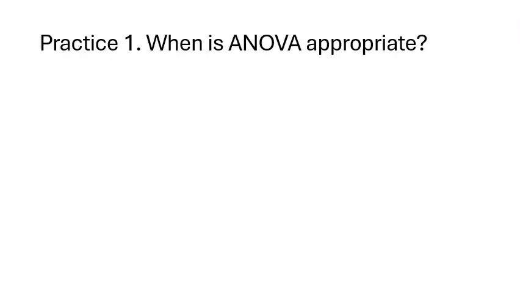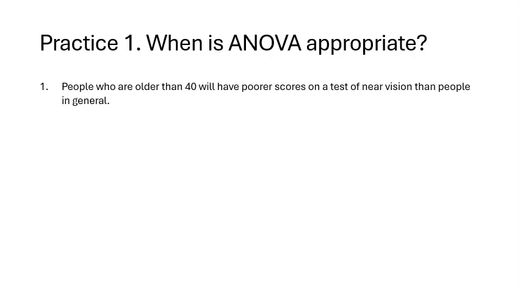So practice 1 is going to be asking you to determine when an ANOVA is appropriate. Here we have an example. People who are older than 40 will have poorer scores on a test of near vision than people in general. We can see that this is comparing people who are older than 40 with people in general. We just have one sample, those older than 40, and that's a one sample t-test.